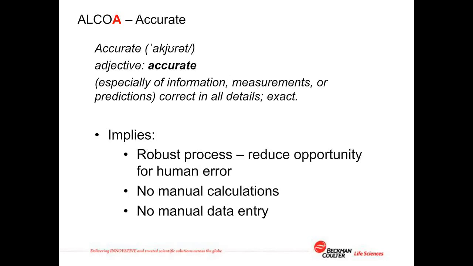Finally, the last A in ALCOA. Naturally, the electronic record should be accurate. This implies that the process for capturing these electronic records should be robust, i.e. manual calculations and manual data entry where opportunities for human error exist should be avoided.